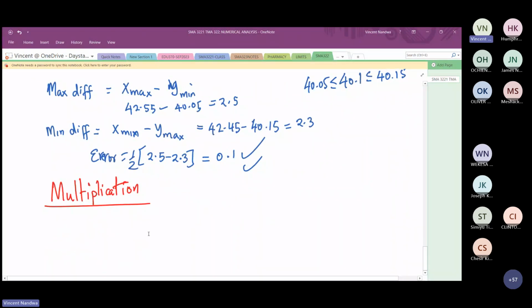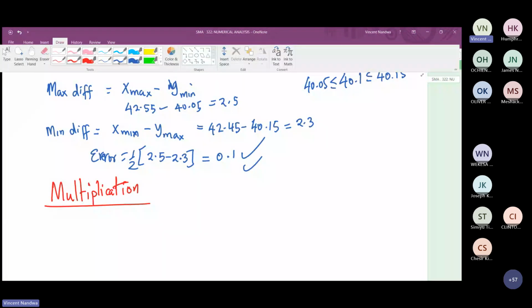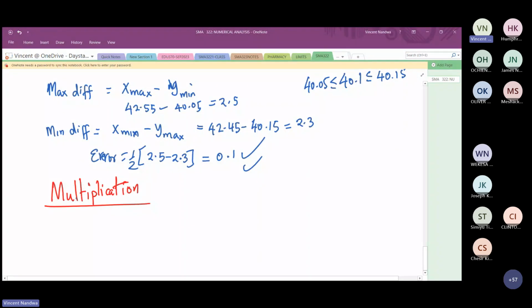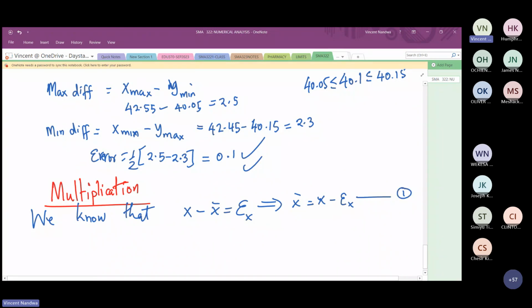The game is the same. The song we sing in the first instance is the same song we are going to sing here. But then there's an interesting way to play with the equations to see how we find out the error in multiplication. So we start by saying that we know that if we take x̄ and subtract x, we must always get the error in x. And this means that the approximate value x̄ is the same as x minus the error in x. We call it equation 1 in the usual way.